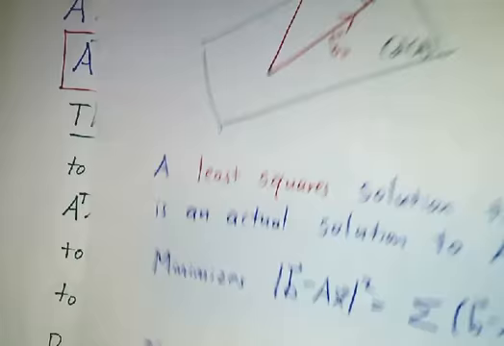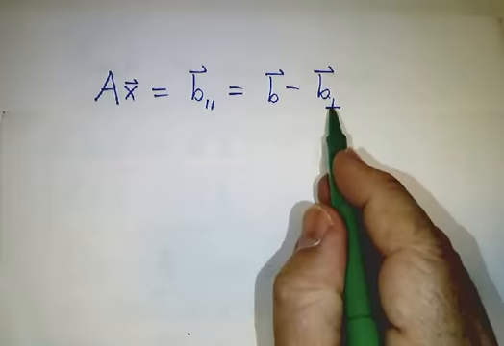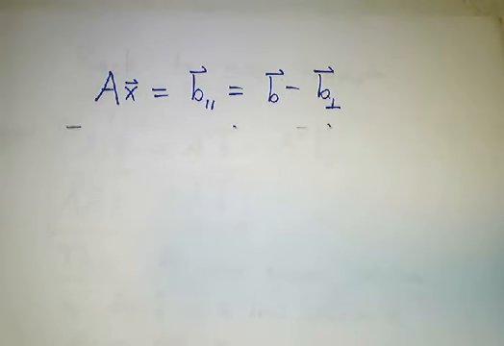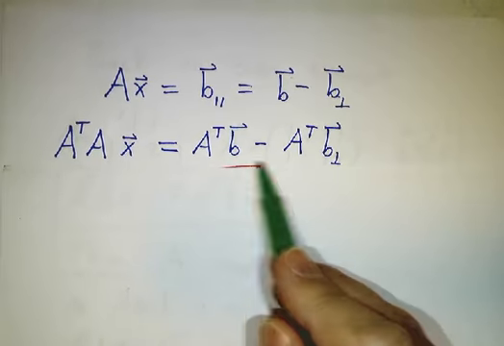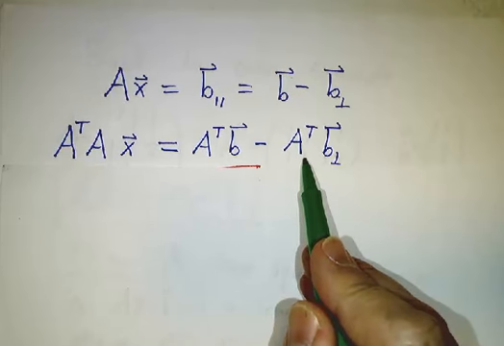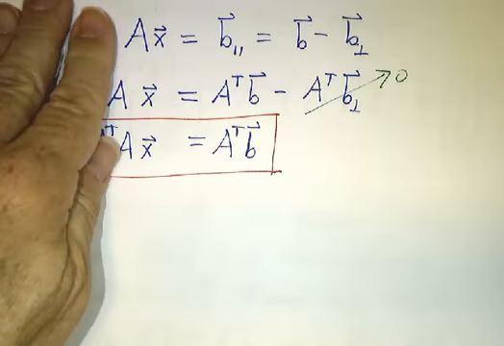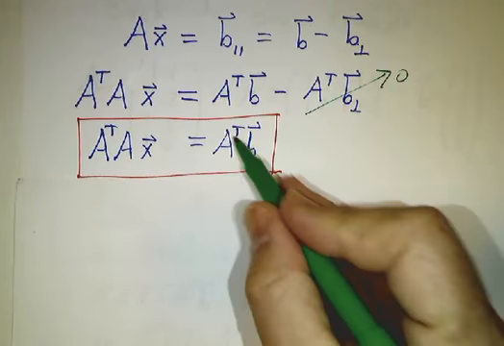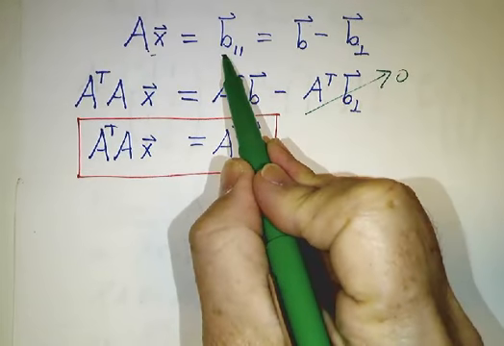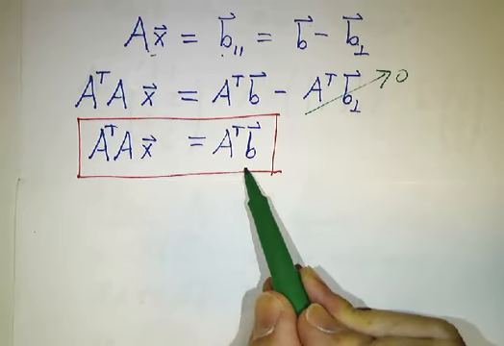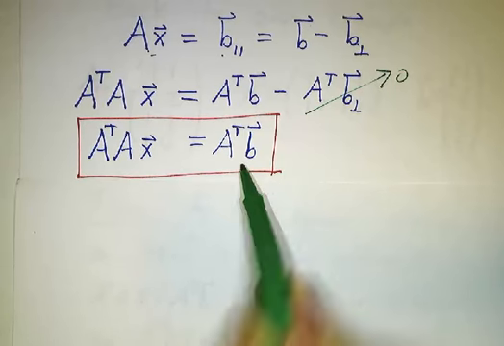So here's how we solve our equations. We want to solve AX equals B parallel, which is B minus B perp. We multiply both sides of the equation by A transpose, and we get A transpose AX equals A transpose B minus A transpose B perp. But A transpose B perp is 0. So lo and behold, we have the equations A transpose AX equals A transpose B, and this allows us to solve this problem without ever figuring out what B parallel is or what B perp is. We just need B, and the magic of A transpose is that it captures the essence of B parallel.